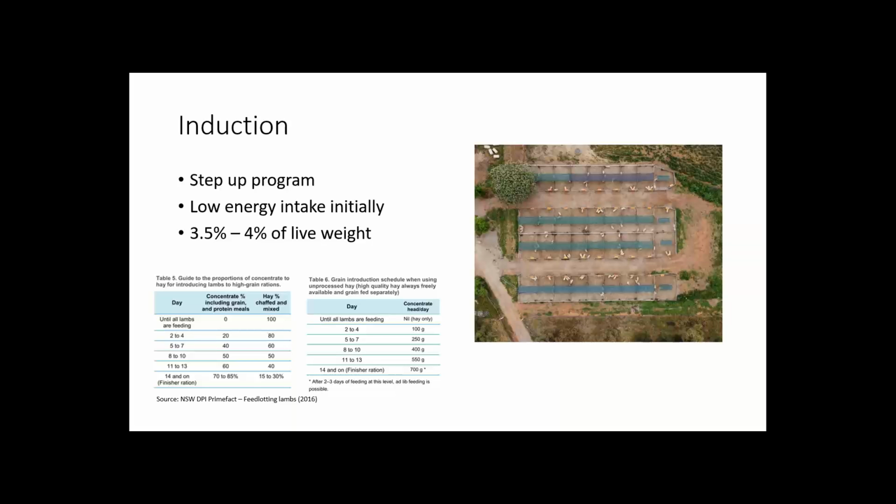Remember, in the initial stages of induction, the energy the lambs are getting from the grain is not going to be very high, especially this first week when they're only getting 100, 250 grams. So a high quality roughage makes a lot of sense. It will keep your lambs eating and putting on weight.